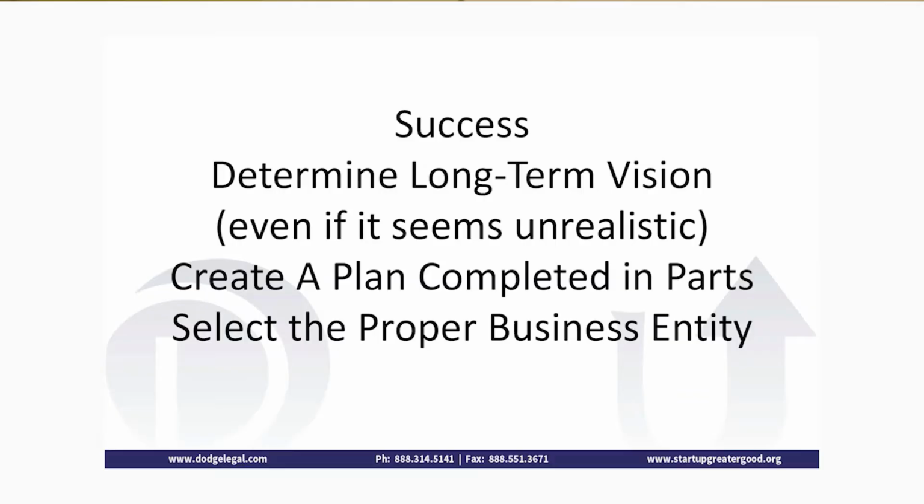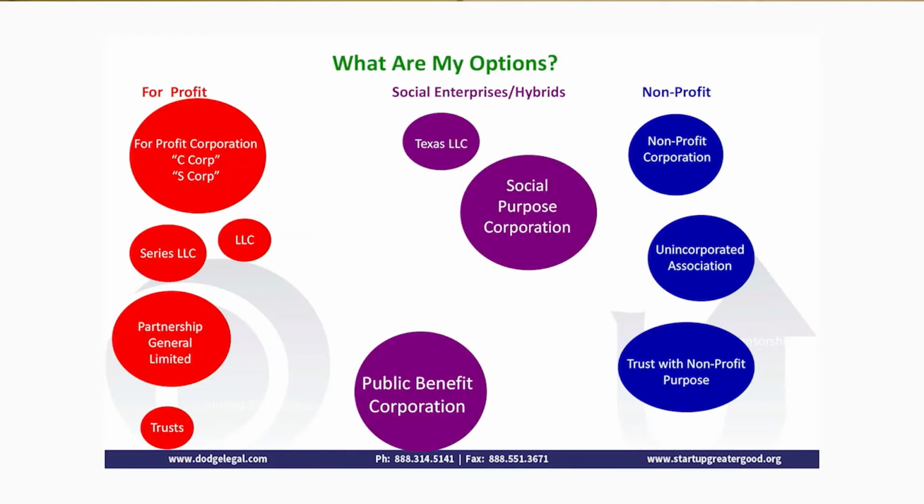Okay. So success for this family was to determine a long-term vision, even if it seems unrealistic, create a plan, complete it in parts, and then select the proper business entity. So once we assign core values, then I could say, okay, select your entity based on the core value. So if it was a for-profit, we only looked at the red choices, right? We only looked at the for-profit corporation, the LLC, the series LLC, a partnership, or a trust.